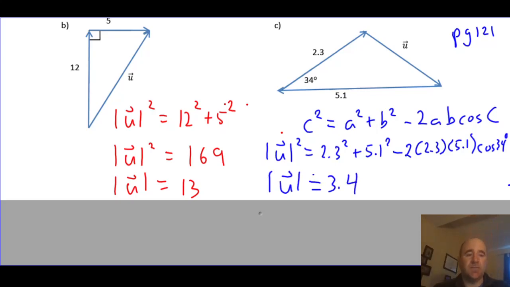We can't do exact values here because we don't have a nice angle. And notice when we talk about vectors geometrically, we do use degrees. We don't use radians. We'll use radians in the calculus portion of this course, but we use degrees when we talk about geometric vectors.